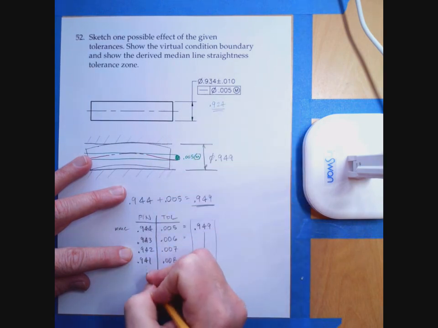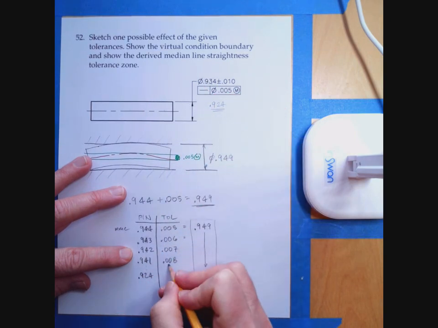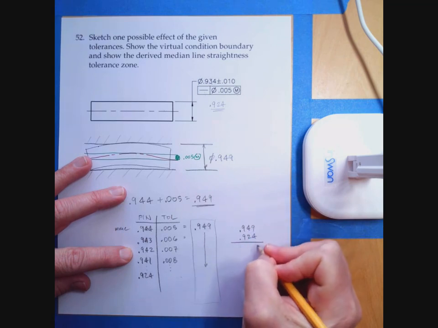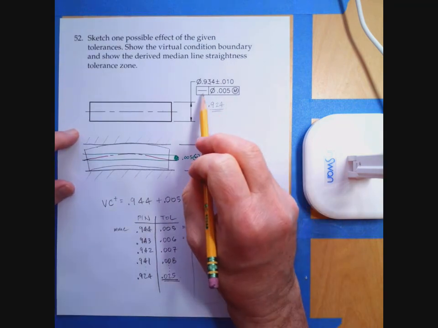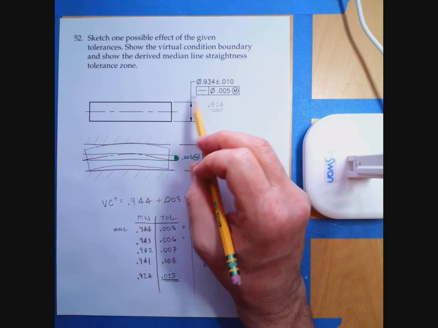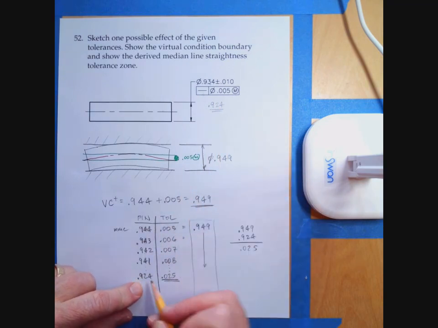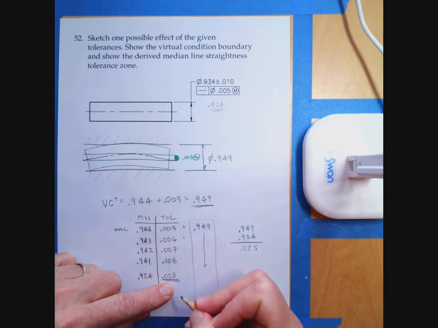Let's do the last one, dot, dot, dot. The last one is going to be 0.924. So what's the tolerance at 0.924? Well, look, 0.949 minus 0.924 is 0.025. So the largest tolerance that we could have on this straightness tolerance is found if we produce the pin at its smallest acceptable size, which would be diameter 0.924. In that case, we have an acceptable and allowable straightness tolerance of 0.025 inches.